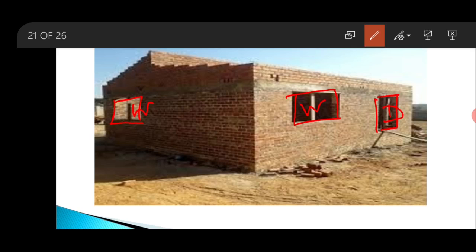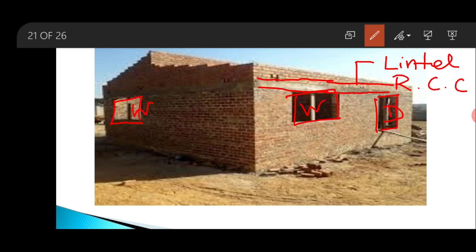Another item is there. You can see above this opening, this is known as the lintel, and it is an RCC item, that means reinforced cement concrete. This lintel is generally provided above these openings in order to give support to the opening.